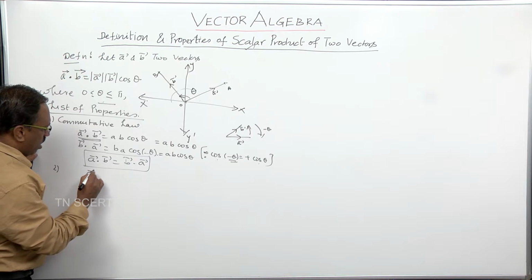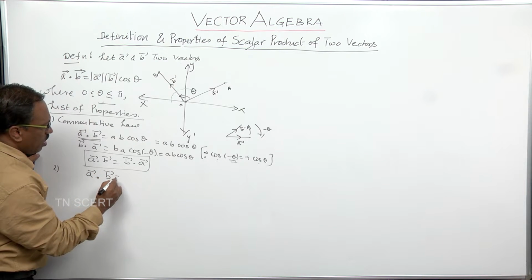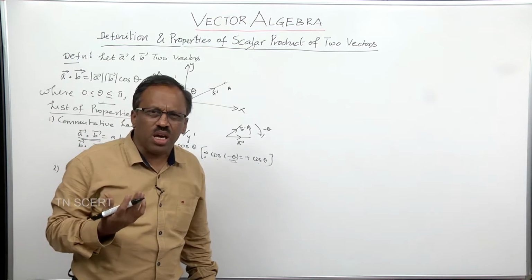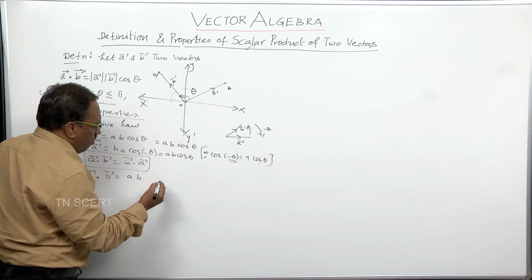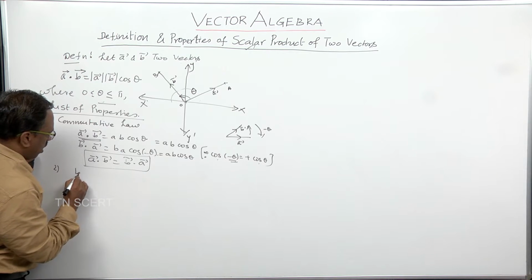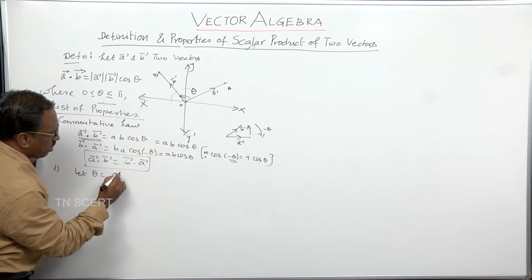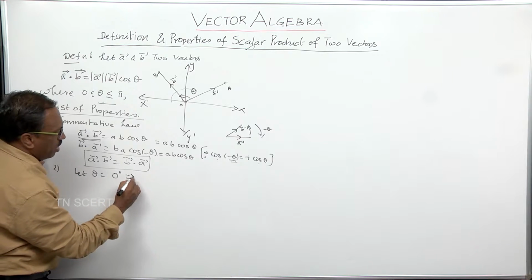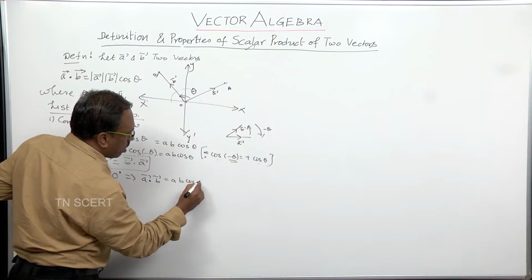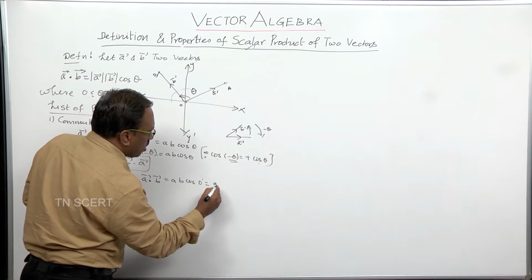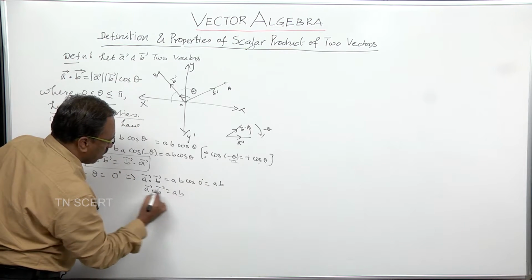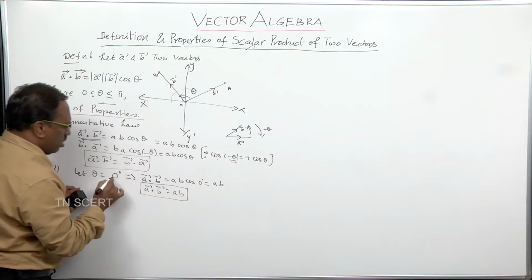Here A vector dot B vector equals AB. Let me write like this. What does it mean here? First, let theta be equal to 0. Suppose the angle is 0, what happens? A vector dot B vector equals AB cos 0. Cos 0 is 1, so it is AB. That means A vector dot B vector is equal to AB if there is no angle.